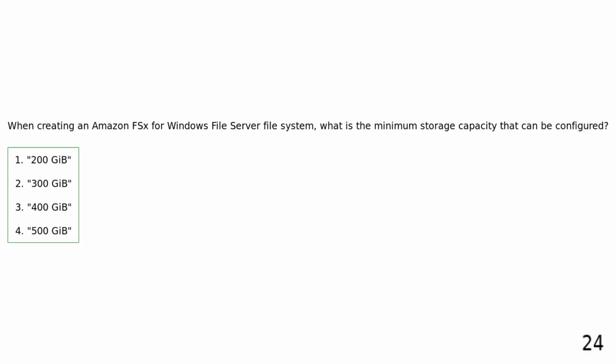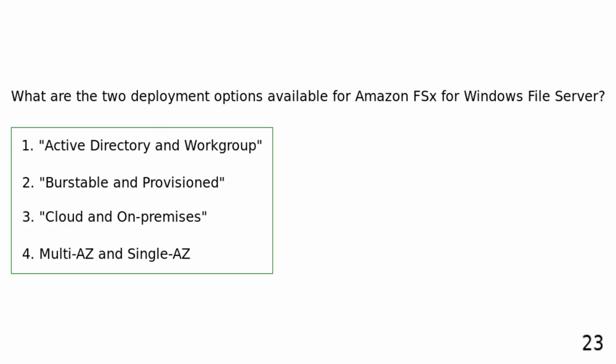When creating an Amazon FSx for Windows File Server file system, what is the minimum storage capacity that can be configured? 200 GB, 300 GB, 400 GB, 500 GB. The minimum storage capacity that can be configured when creating an Amazon FSx for Windows File Server file system is 300 GB.